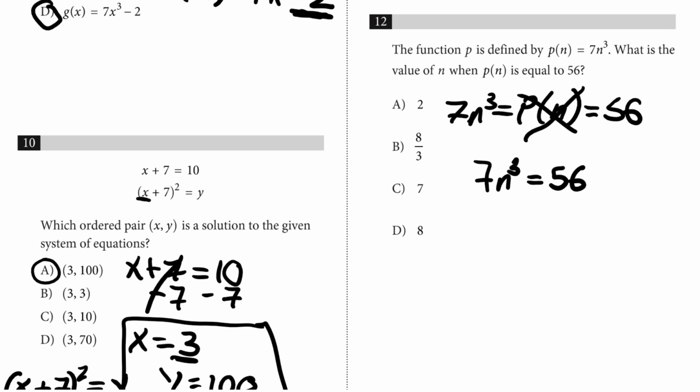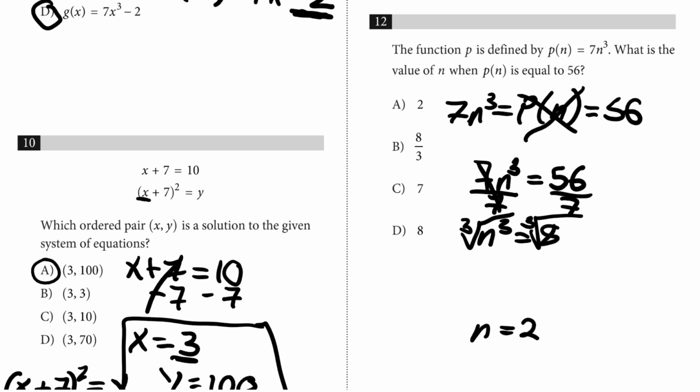The objective here is to figure out what n equals. The first step is to divide by 7 on both sides. This gives us n to the third equals 8. And to get rid of the third power, we have to take the cube root of each side. On the left side, we're going to get n. And on the right side, the cube root of 8 is 2. So we get that n is equal to 2.